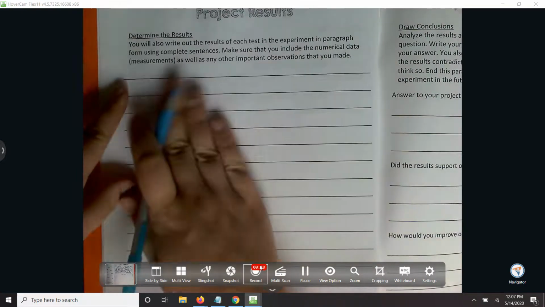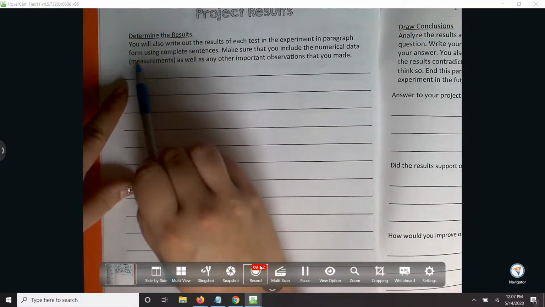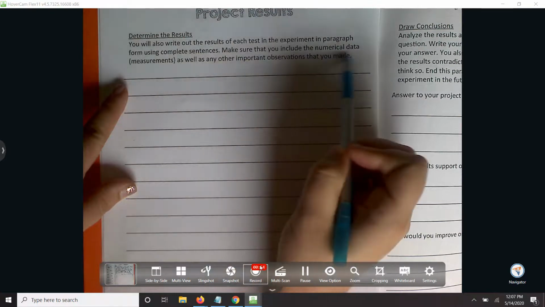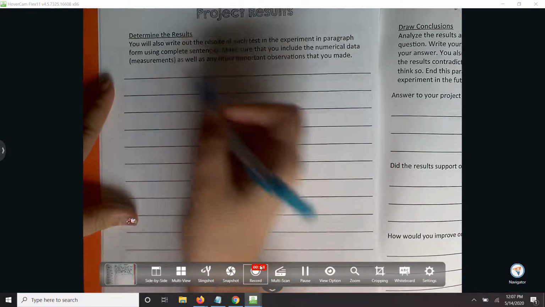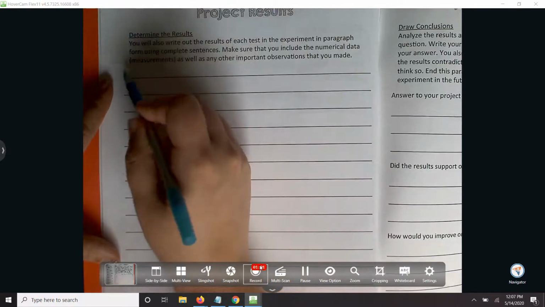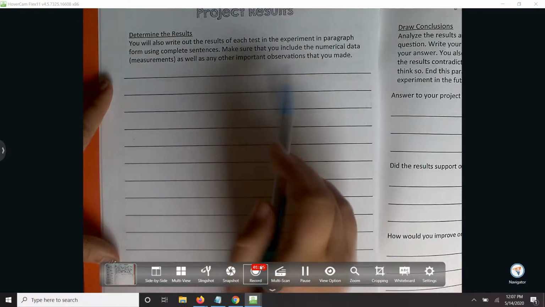The next part of your results is to write out the results of each test in the experiment in a paragraph using complete sentences. Make sure you include the numerical data, so your measurements, as well as any other important observations you made. So here's where you're going to say, in experiment 1, I noticed blah, blah, blah. This is what happened. You're just telling us what happened.